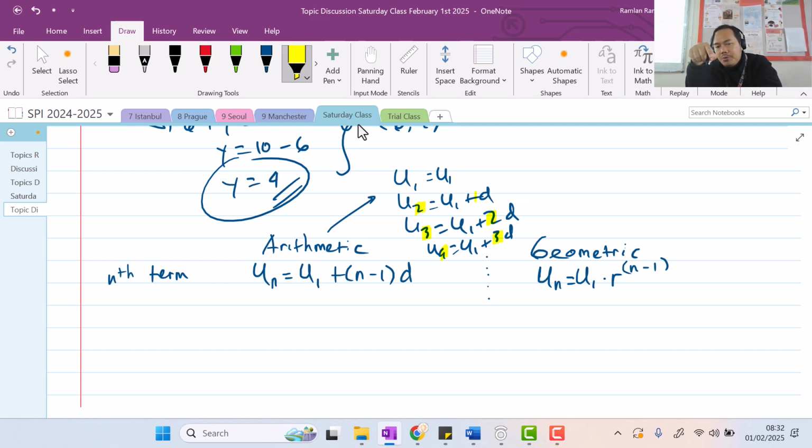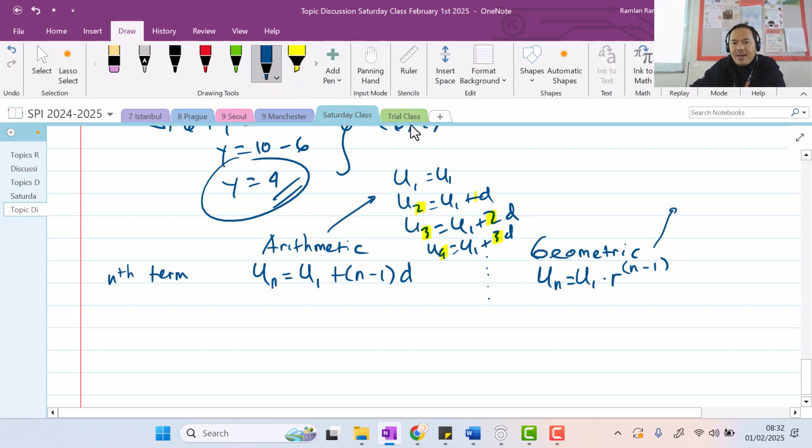You don't really need to memorize the formula if you don't want to, but yes, I suggest that you memorize that because you will use it again later on in the final exam and also in senior high. Okay, so the geometric is also the same.